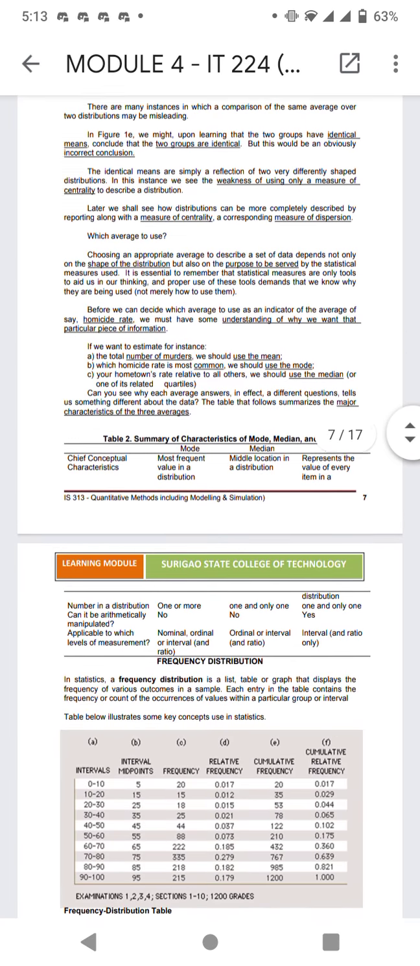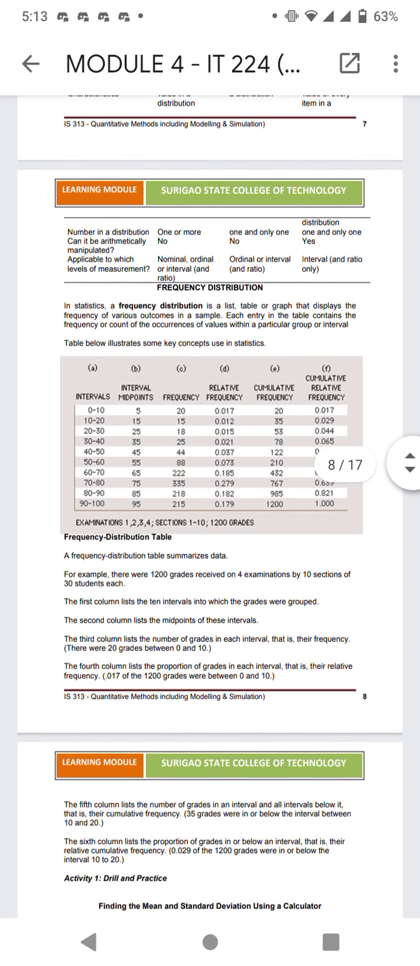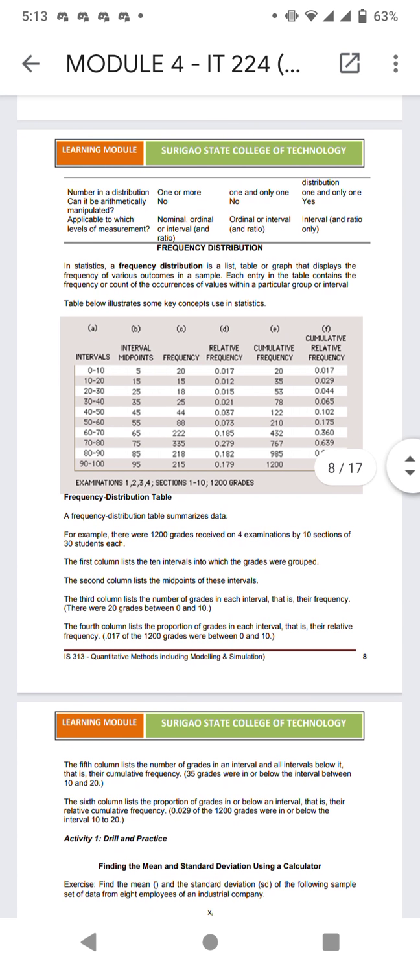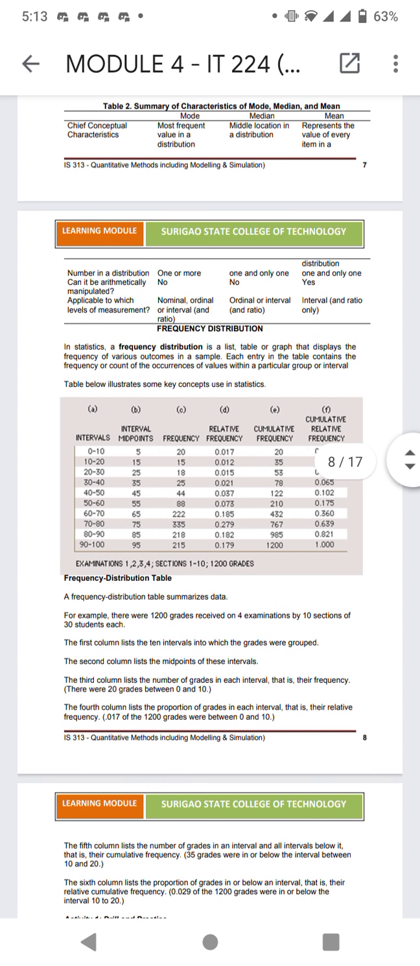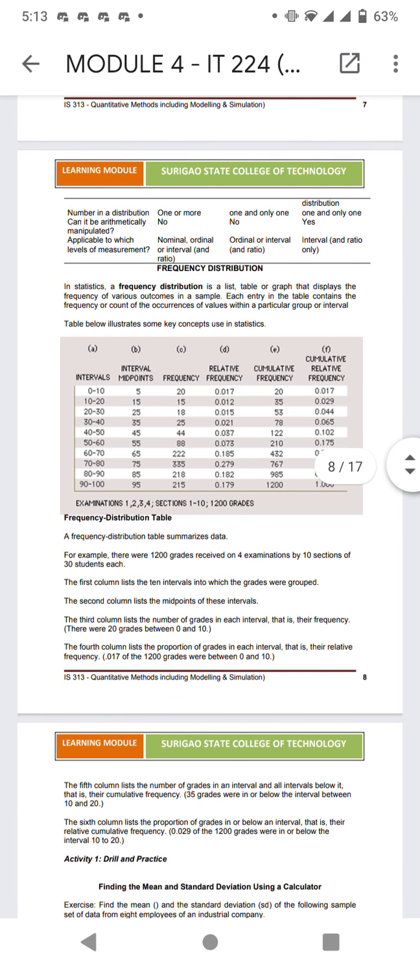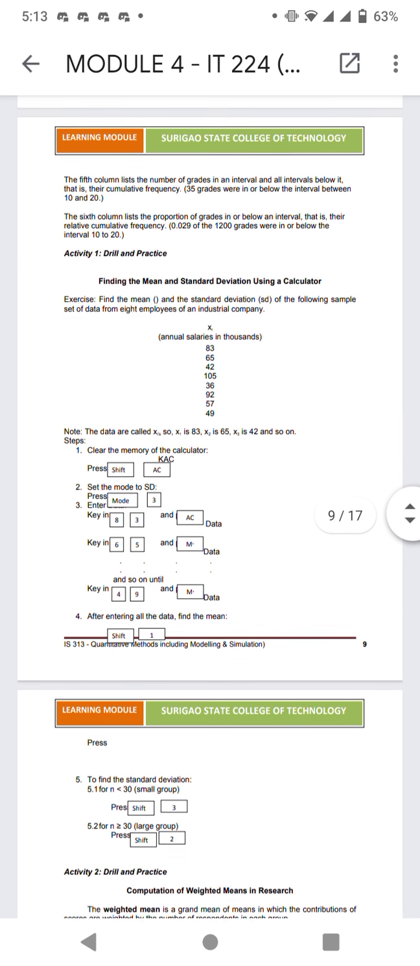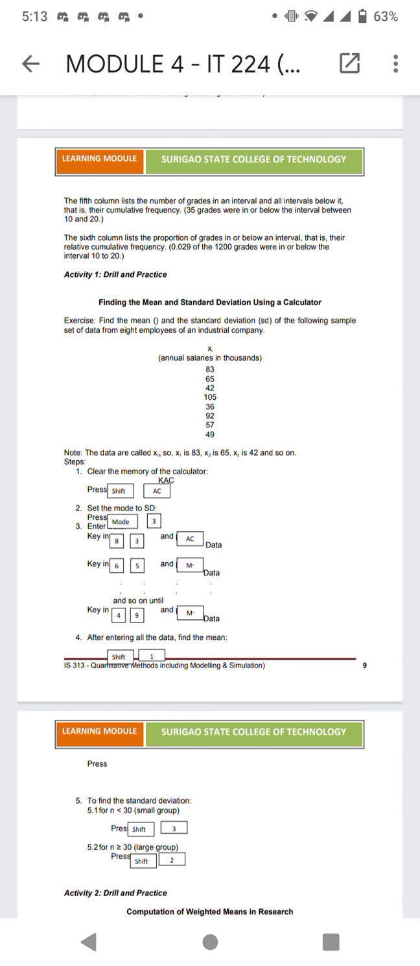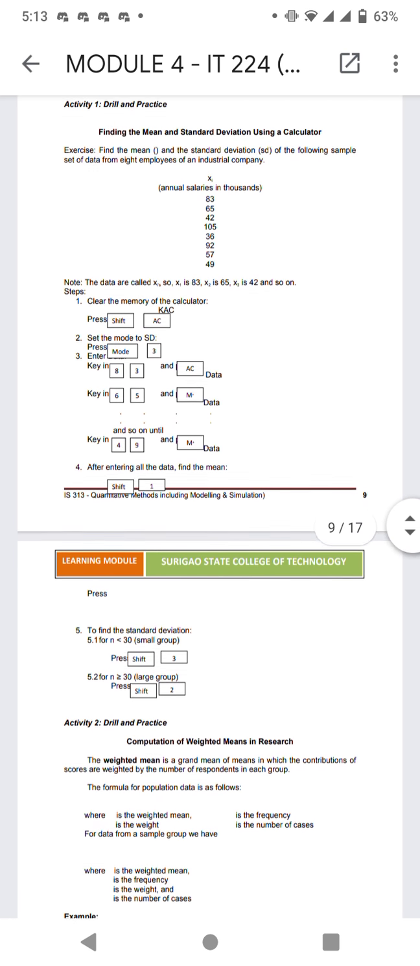These are the things wherein we could see the examples of frequency distribution, and how we could understand or tally the interval midpoints, the frequency, the relative frequency, cumulative frequency, and cumulative relative frequency. The next are the practices wherein we could calculate, using a scientific calculator, the standard deviation or even the mean of our sample data.